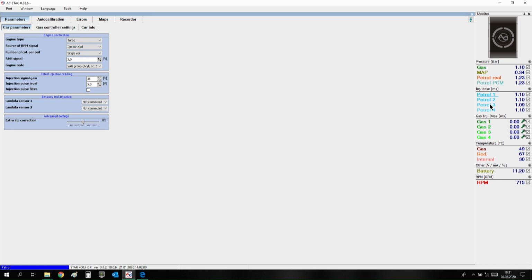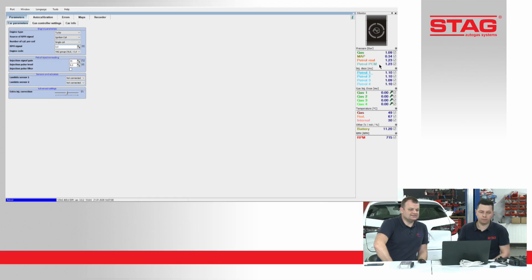Yes, if they are improper, the system will not work. There is no way. Of course, the information here, the petrol real pressure, comes from the fuel pressure sensor and the petrol PCM. The emulated pressure is sent to the petrol ECU from the Stag 400. If we want to talk about the very important basic knowledge, yes.